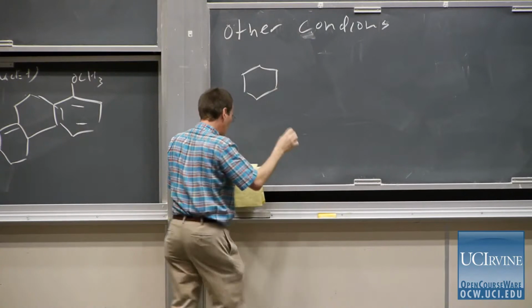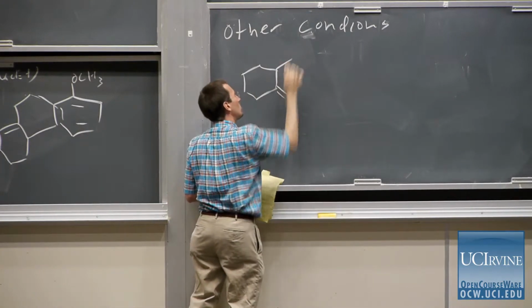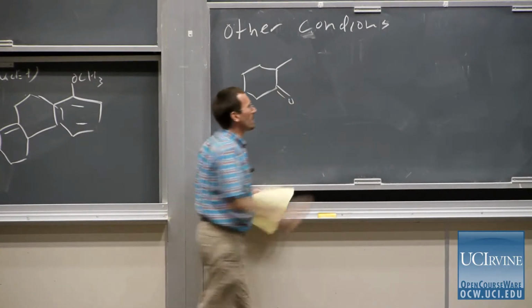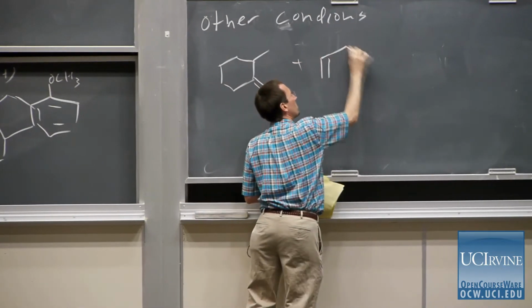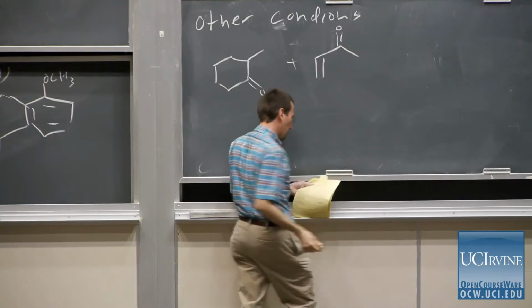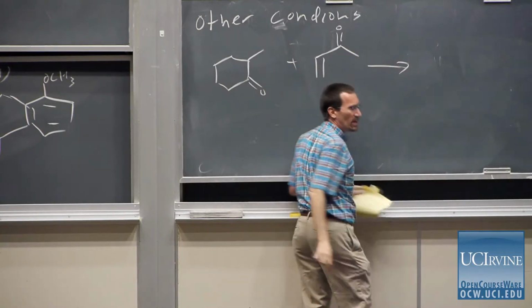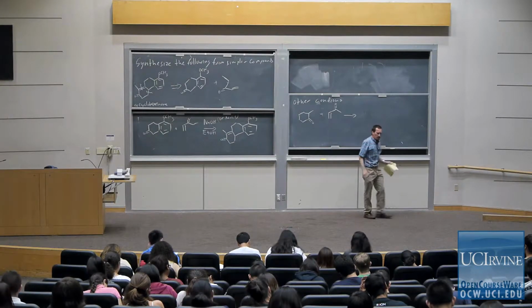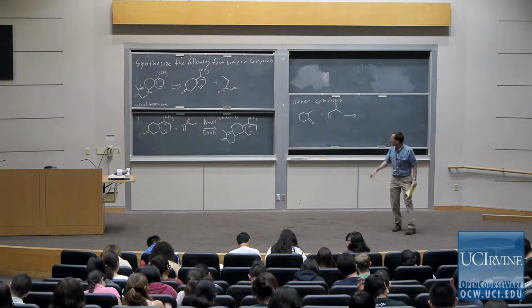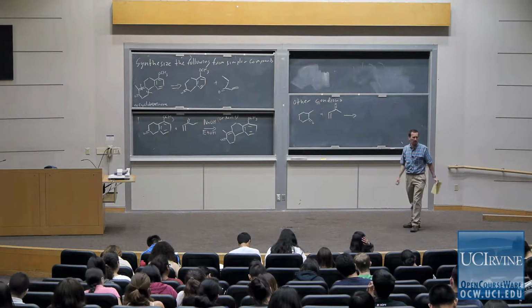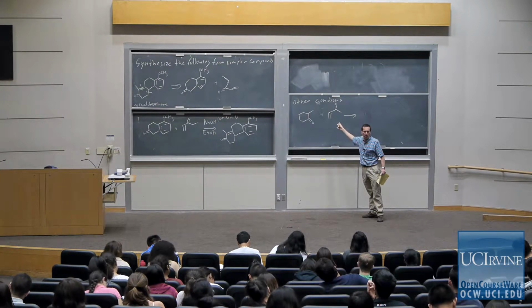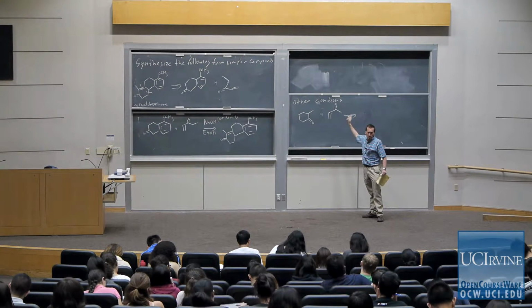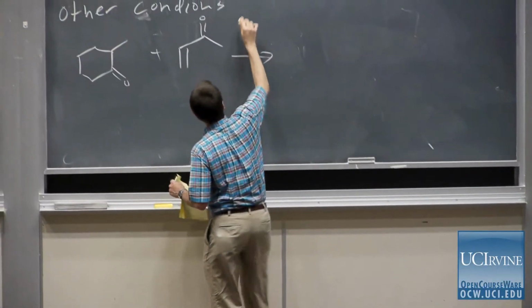And I wouldn't expect you to be able to use these conditions. In fact, they're kind of specialized. But what I do want to do is just show you something in mechanism that ties into something that we talked about early on. Again, this is a real example. So this particular example is a cyclohexanone. It's 2-methylcyclohexanone plus methyl vinyl ketone, 3-buten-2-one, MVK.